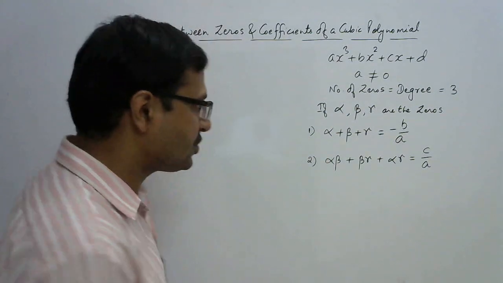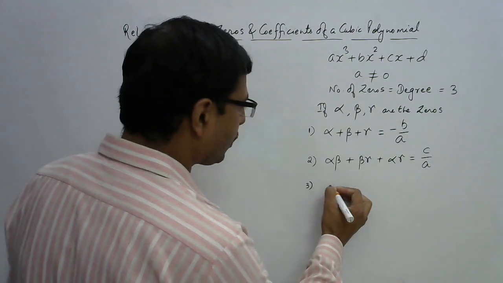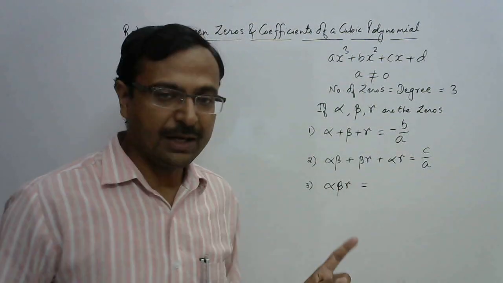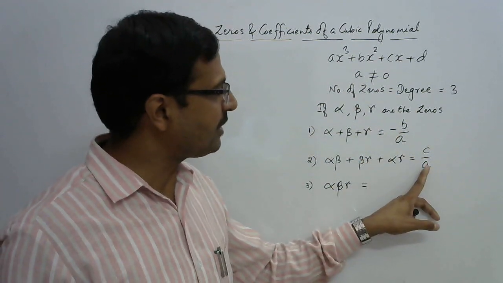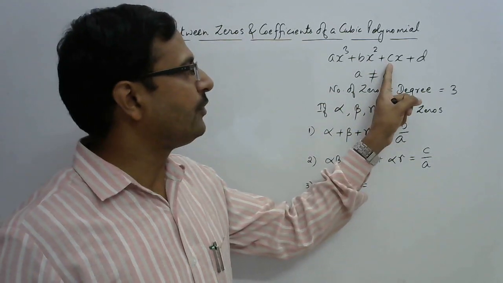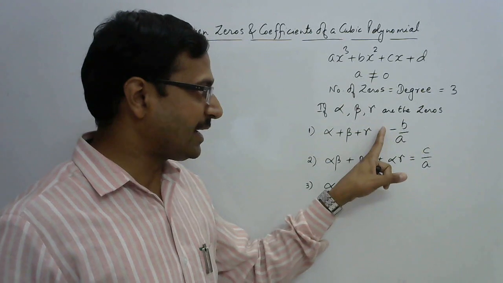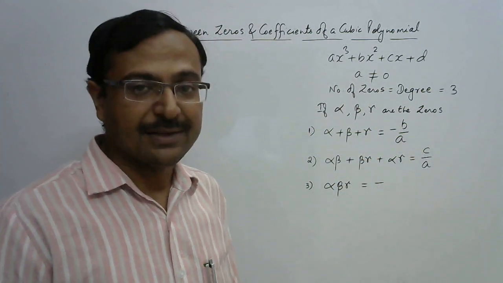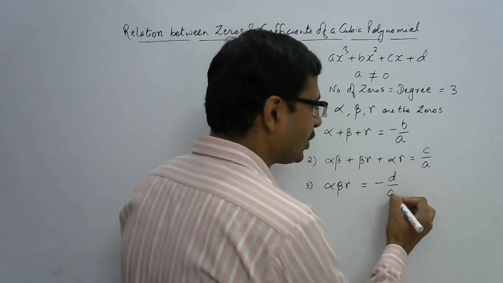And the final relationship, that is the third relationship, is regarding the product of the 3 zeros. So alpha into beta into gamma. See, we have taken negative here, then positive, from b to c, and now from c to d. So we move from c to d and again change the sign alternately. See, this is negative, this is positive. So now again we will have a negative sign, and this will be the constant term, that is d, upon again the coefficient of x cube.